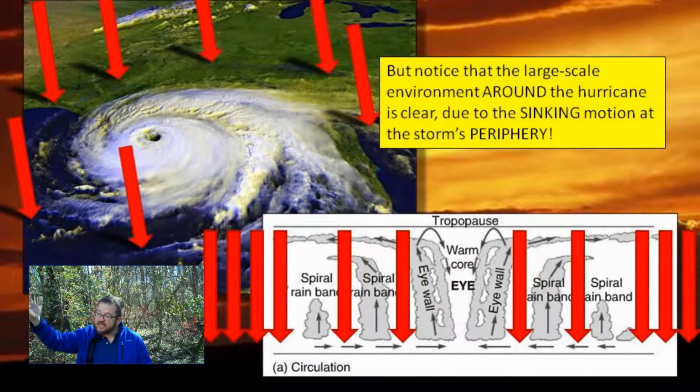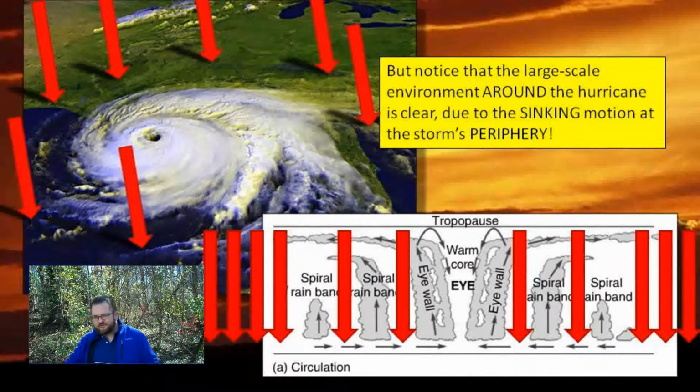Anytime you have air sinking, it's drying. We're not changing the dew point, but we are increasing the temperature. That increases the difference between the temperature and the dew point, or lowers the relative humidity. So by the time that air gets near the surface, it's really dry. There can be lots of evaporation then off the ocean into that relatively dry air around the periphery of the storm.